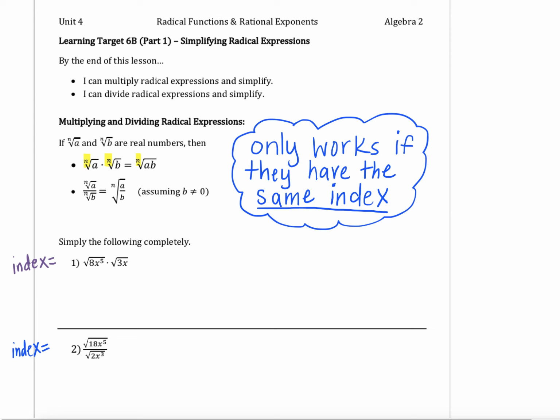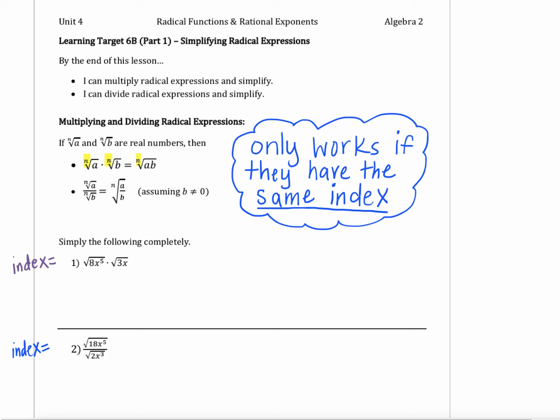So in our first radical expression here, a is the radicand, and in our second one that's being multiplied, b is our radicand. Because they have the same index here of n, we can multiply them together and we get the nth root of a times b, where our new radicand becomes the product of our prior two.